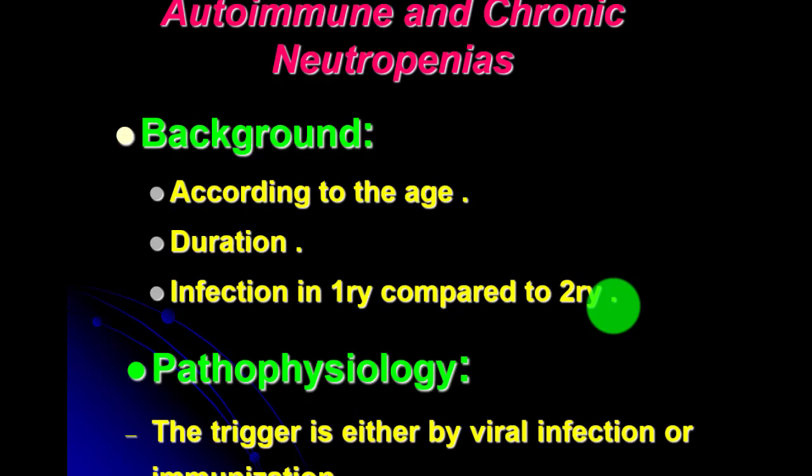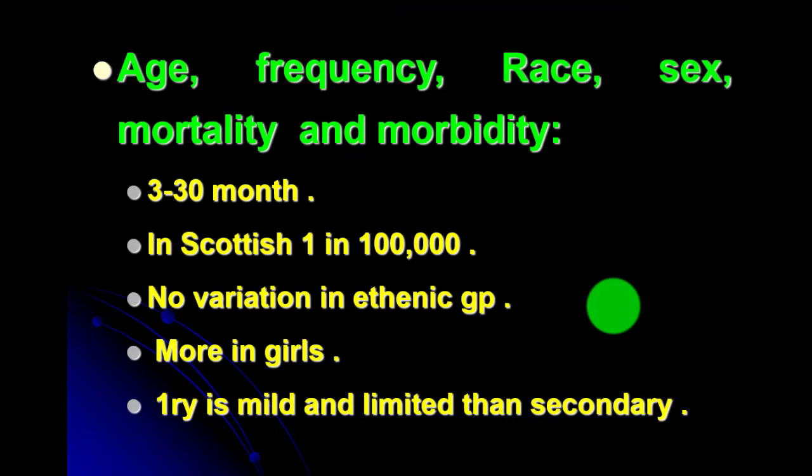Autoimmune and chronic neutropenia. According to the age, duration, infection, primary compared to secondary pathophysiology, the trigger is either viral infection or immunization. Age, frequency, race, sex, mortality and morbidity: 3 to 30 months in Scottish, 1 in 100,000. No variation in ethnic group, more in girls, first in mild and limited than secondary.